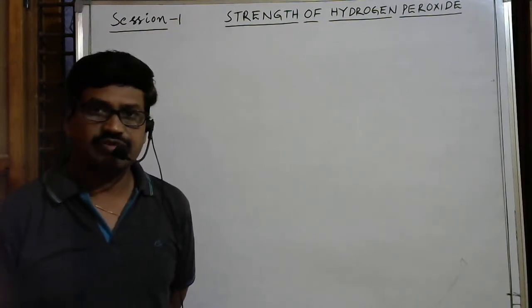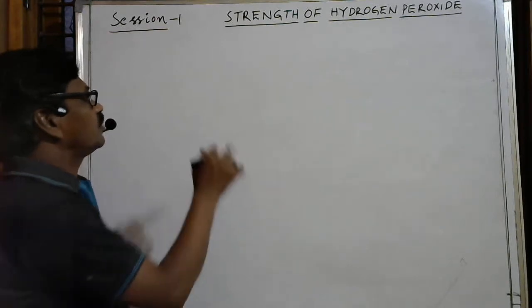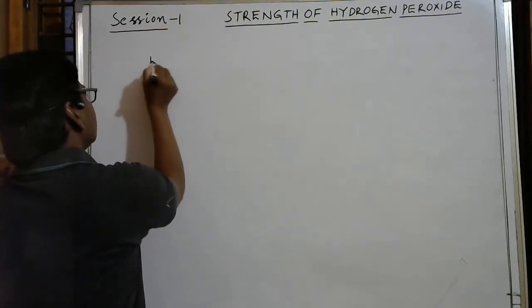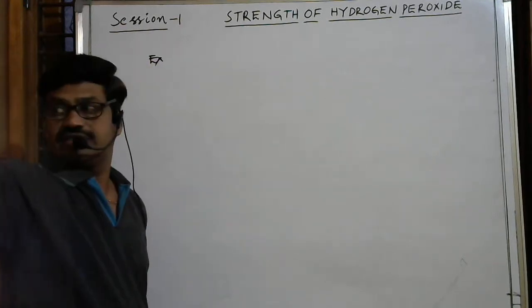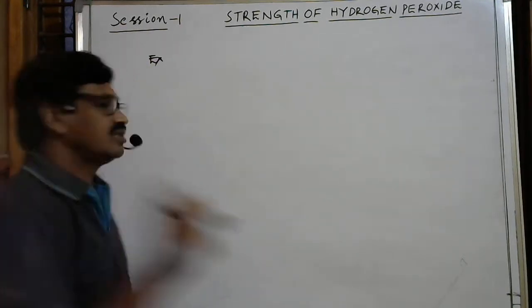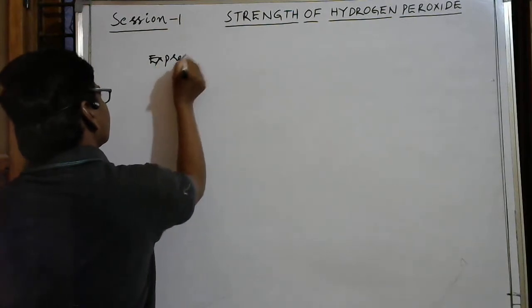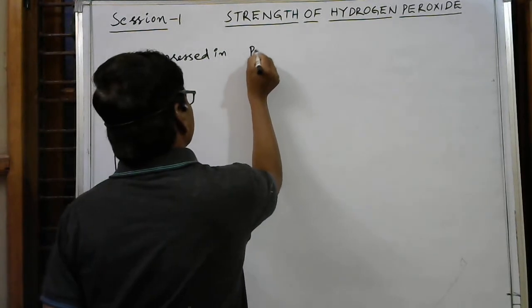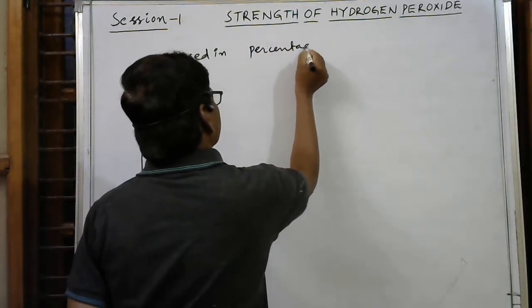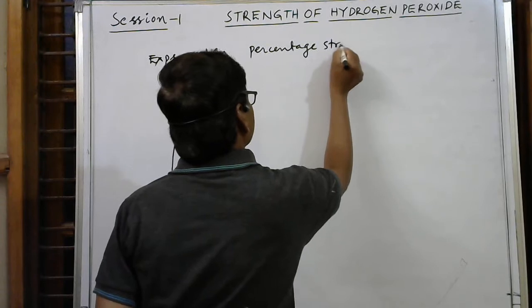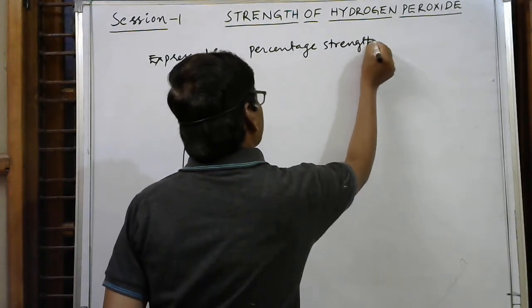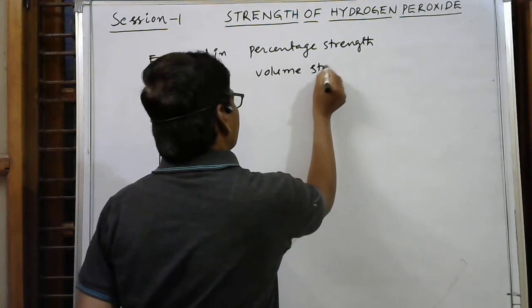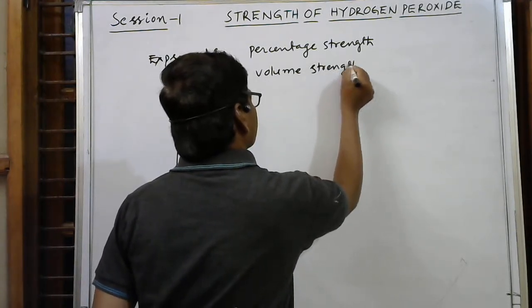Please listen carefully. Strength of hydrogen peroxide is expressed in percentage strength and volume strength.